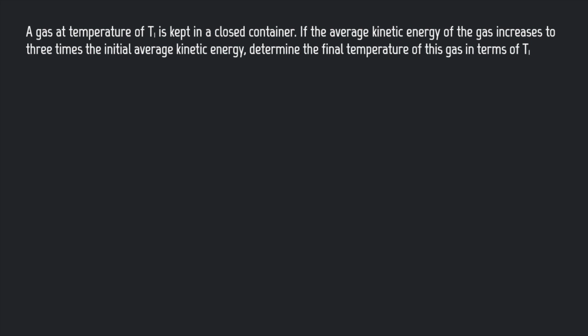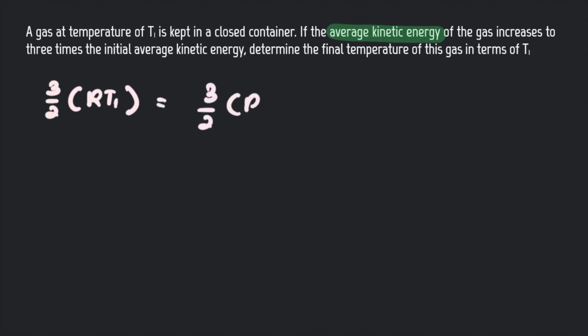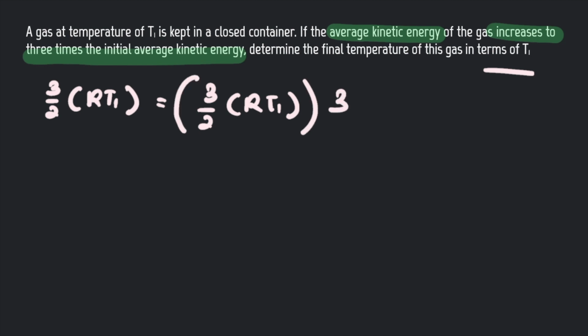Alright, since we are going to calculate the average kinetic energy, we are going to use the formula 3 over 2 RT1, because they want it in terms of T1. But then the question states that it increases to 3 times its initial average kinetic energy. So this one we need to times 3.